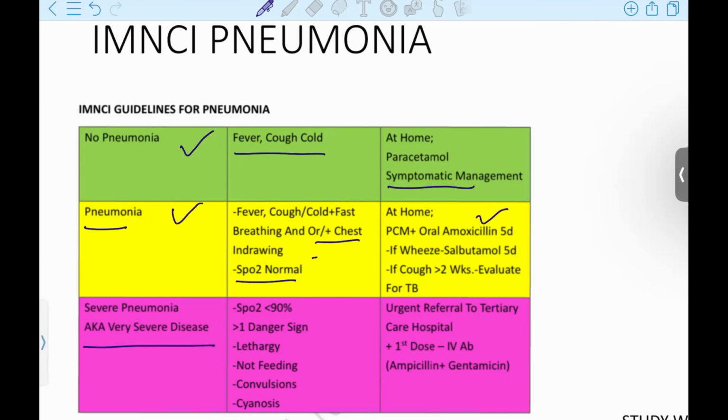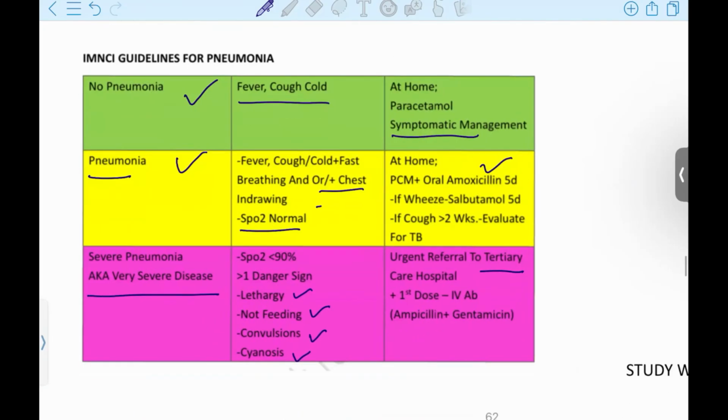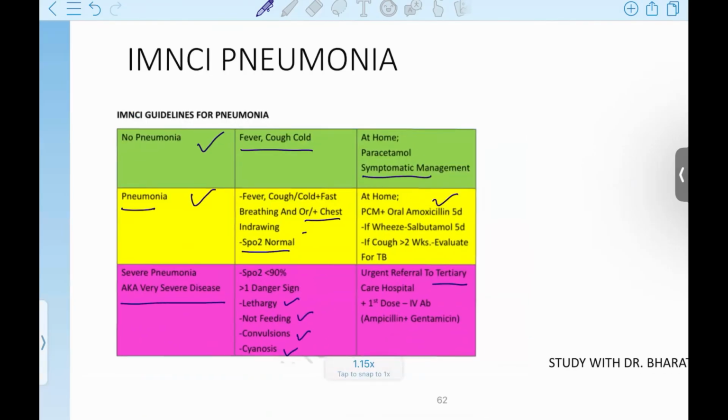For severe pneumonia, if the baby has any danger sign, like lethargy, vomiting, convulsions, dehydration, or cyanosis, then you have to refer to a tertiary care center and give at least 1 dose of the antibiotic to this patient in the PHC. Okay, these are the IMNCI guidelines.